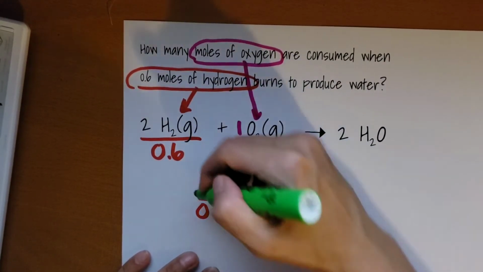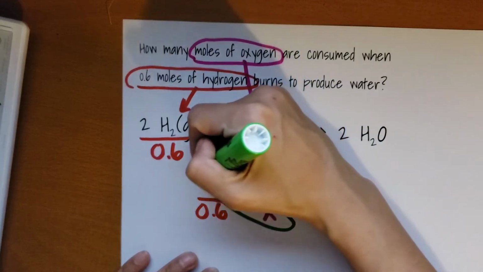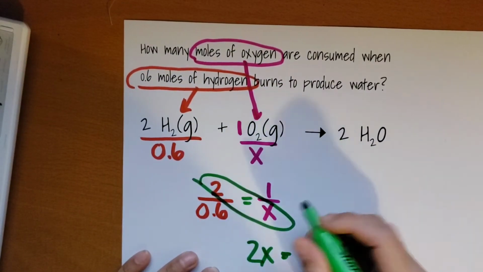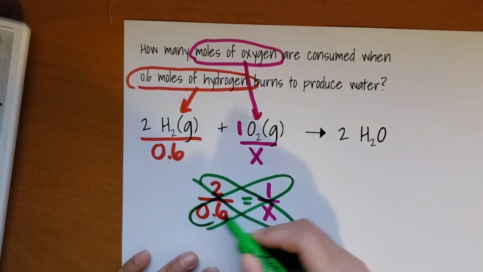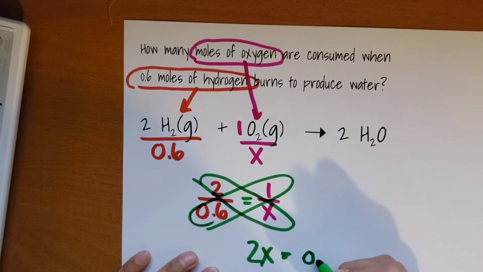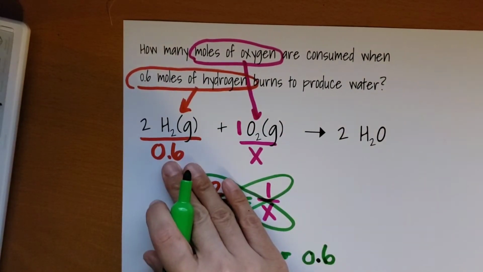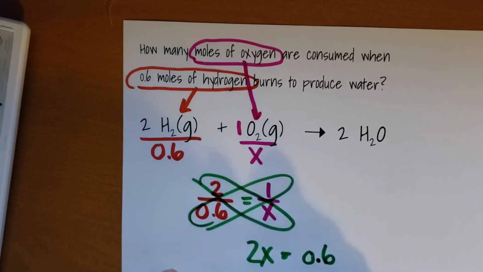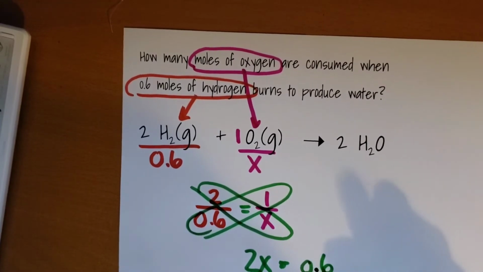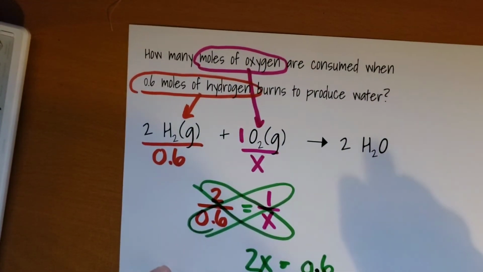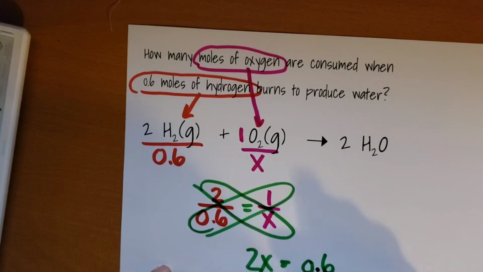And to clear the denominator, I'm going to multiply these two first. Then I'm going to multiply these two. And from here, I'm going to solve. So when I solve, I'm going to get that X equals 0.3 moles. And then I was looking for oxygen. So this is my answer.